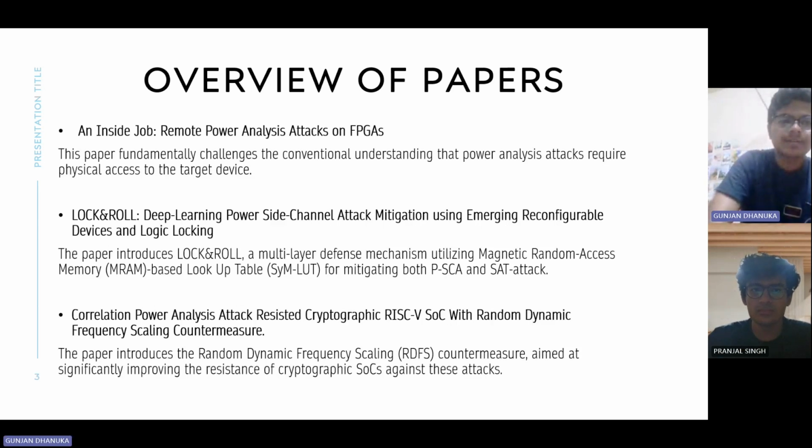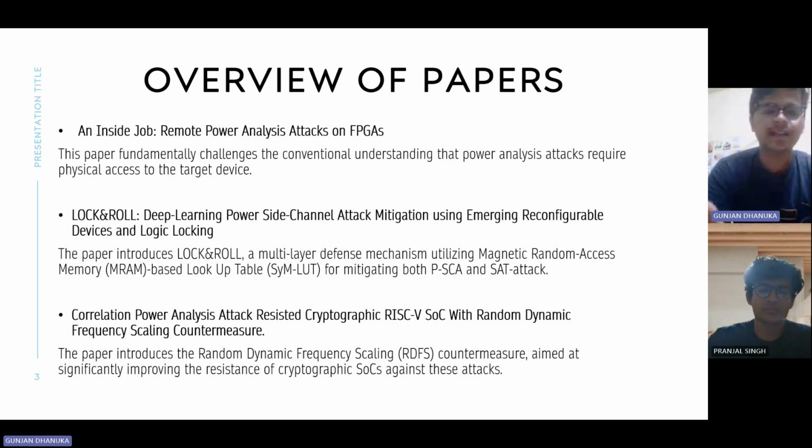So in this survey, we are considering three papers based on attacks and their mitigations. The first paper is called An Inside Job, Remote Power Analysis Attacks on FPGAs. This paper challenges the conventional understanding that power analysis attacks require physical access, because they are able to do such an attack remotely with no physical access. The second paper is Lock and Roll, which shows a deep learning power side channel attack mitigation technique using new and emerging reconfigurable devices and logic locking. The third paper is a cryptographic measure with random dynamic frequency scaling to mitigate correlation power analysis attacks.